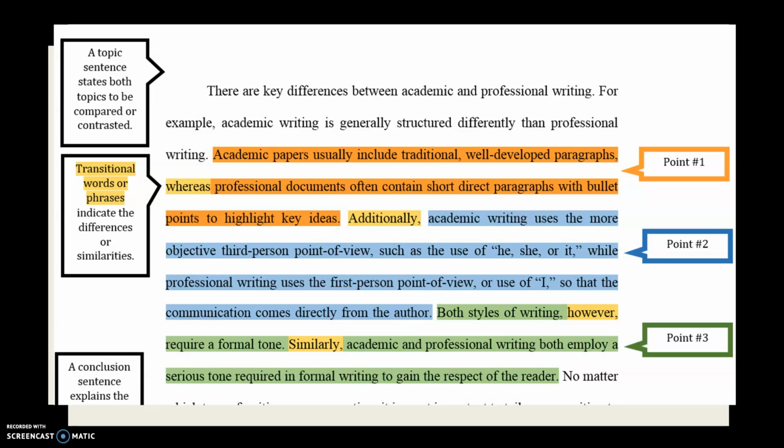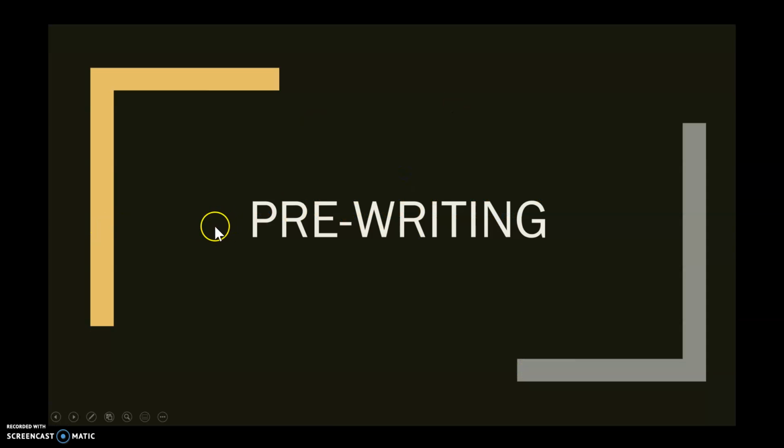But we're only focusing on the point of view in that sentence. And we'll do the same thing with point 3. Both styles of writing, however, require a formal tone. Similarly, academic and professional writing both employ a serious tone required in formal writing to gain respect of the reader. So you're comparing academic and professional writing side by side in terms of tone right there together. The conclusion or transition sentence are the same for the two paragraphs, and that's all that's really cut off at the bottom. So we've talked a little bit about the structures of a compare-contrast and what a compare-contrast does.